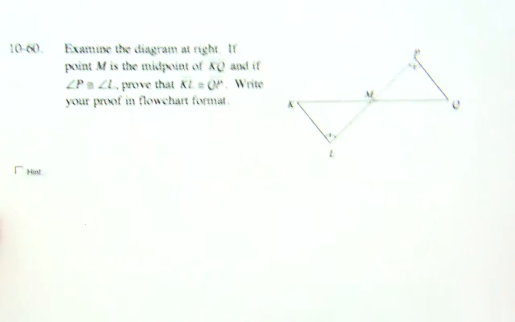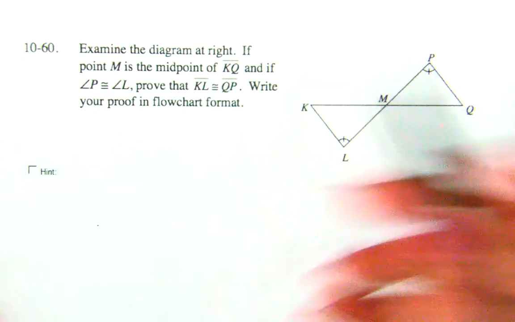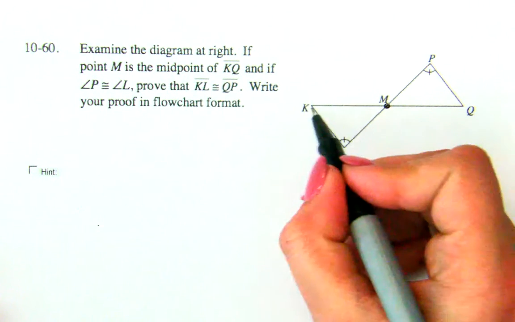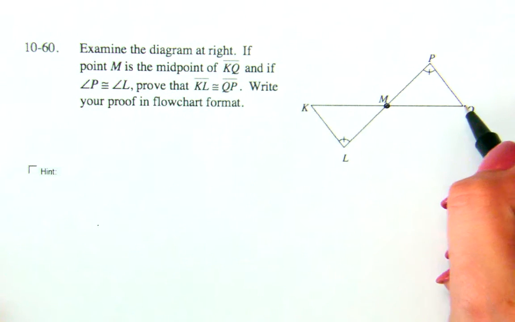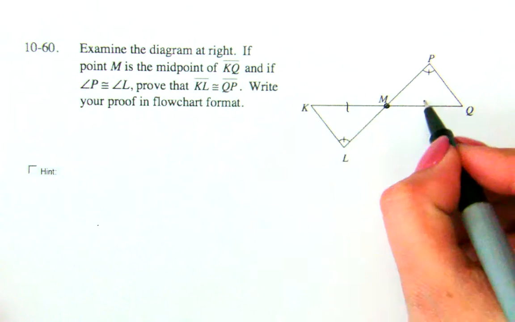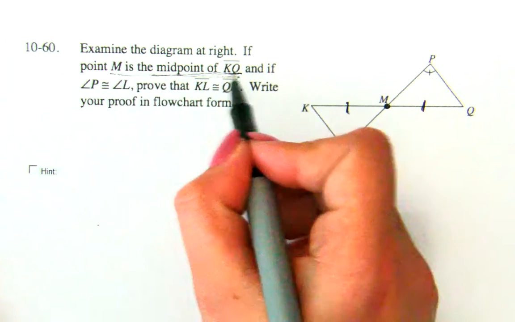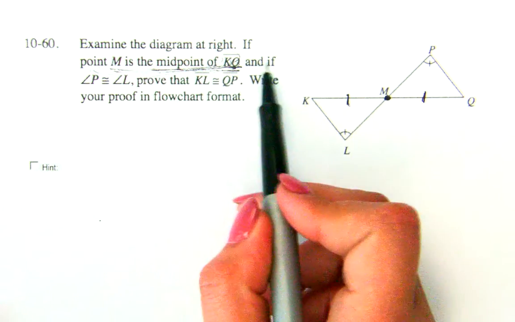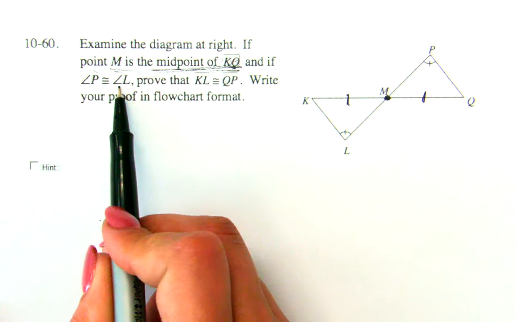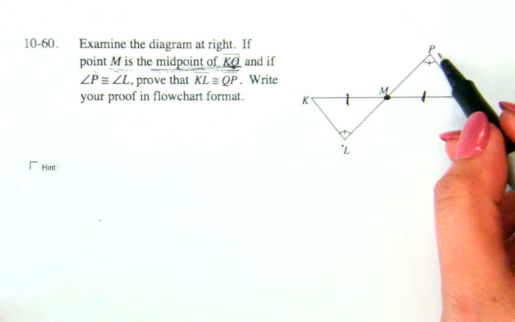And then lastly is 60. We're writing a flow chart. Oh boy. Okay, so hold on a second. So what are the givens? If point M is the midpoint of QK, or KQ, okay, so that means these are the same. Okay, so those are givens because it tells us that in the problem. M is the midpoint. Actually, that's not the given. The given is going to be just M is the midpoint, and angle L is congruent to angle P. Prove that KL is congruent to QP.